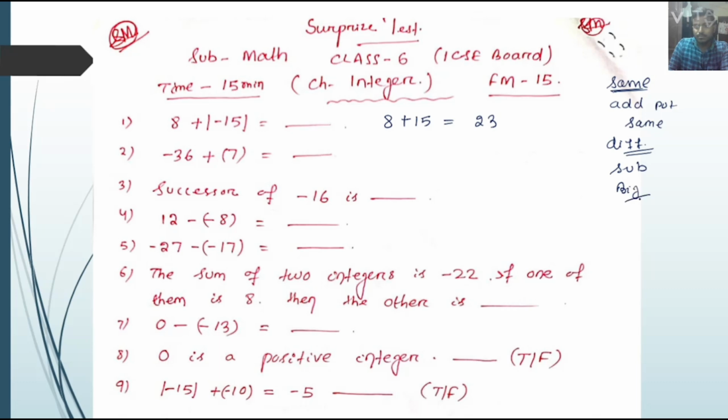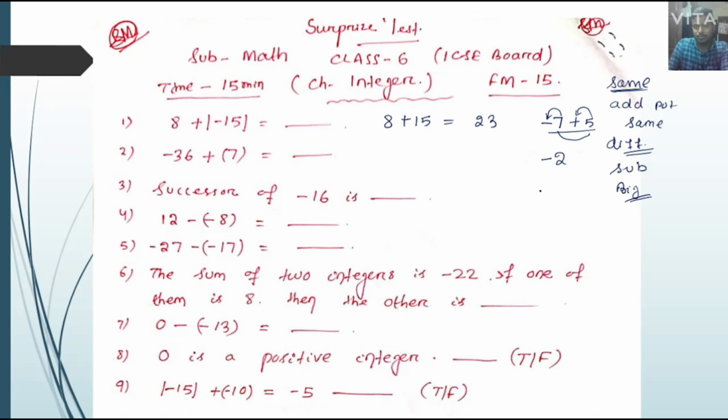Okay, suppose one example, that is minus 7 plus 5. Here they are different signs because 7's sign is minus and 5's sign is plus. That's why they are different signs. First we subtract 5 from 7, that is 2. Now the bigger number's sign is minus, so the answer is minus 2.